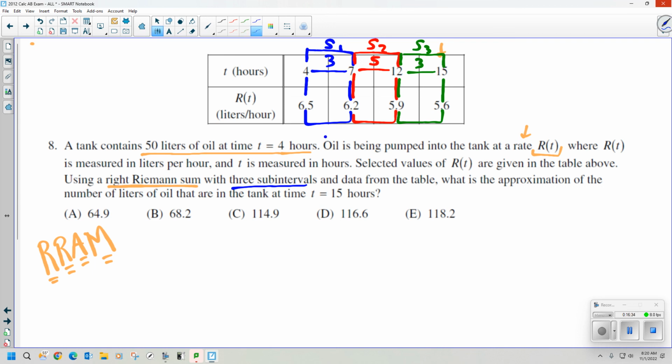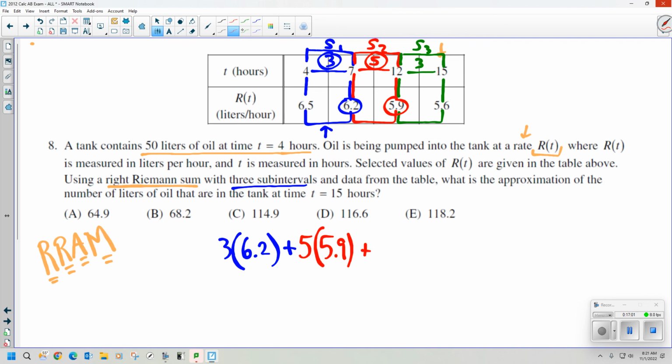I'm going to do the right Riemann sum, or RRAM, for this one. The right side of this blue rectangle is 6.2. I got to multiply it times the width of 3, plus the right value of my red rectangle, or subinterval 2, which is 5.9. I got to multiply that times the width, which is 5, plus the right value of subinterval 3, the green rectangle. It's 5.6, and I got to multiply that times the width of 3.